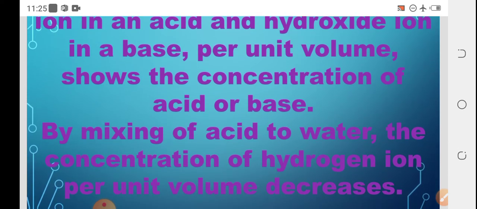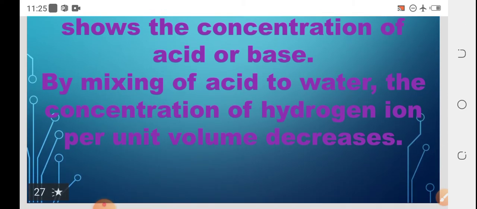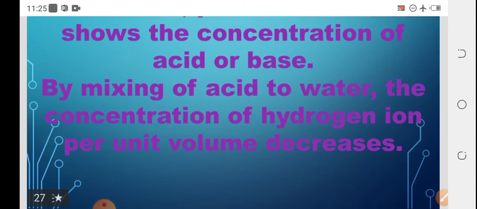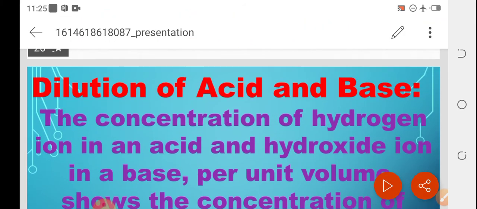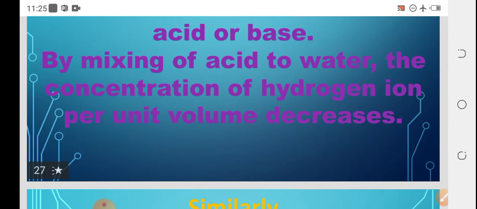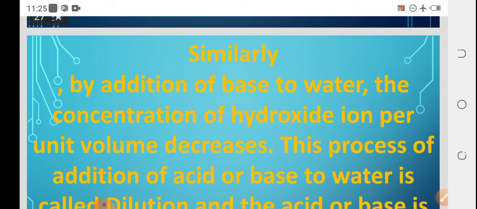By mixing acid into water, the concentration of hydrogen ions per unit volume decreases. For a certain amount of water, if you add a little acid or base, the concentration of that acid or base decreases, and this is called dilution. If acid is being added, it is the dilution of acid. If base is being added, it is the dilution of base.